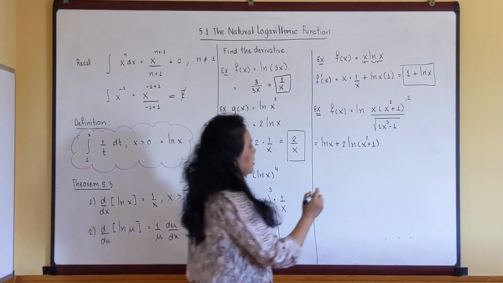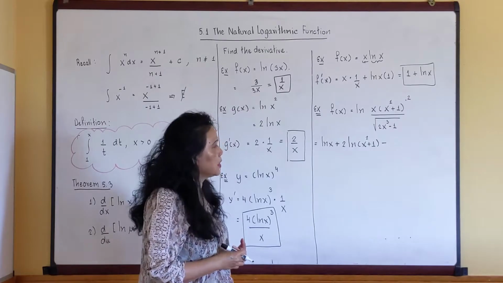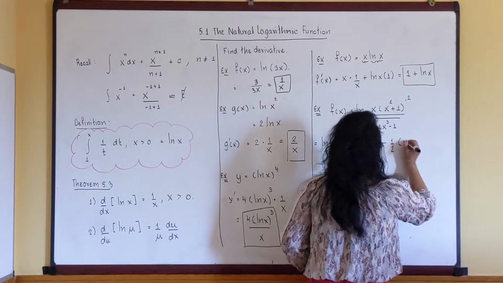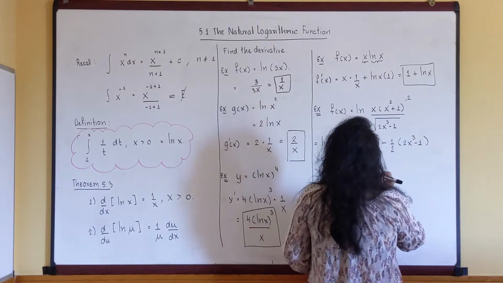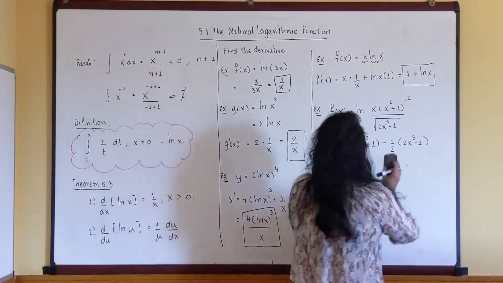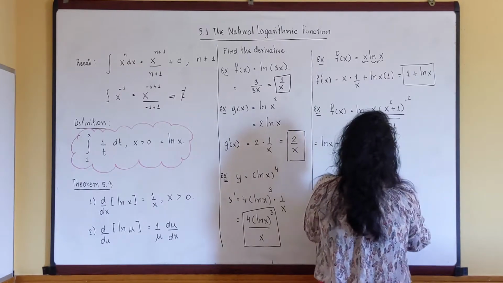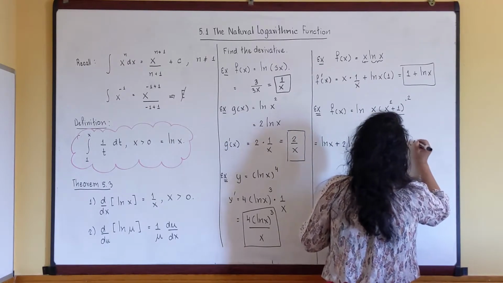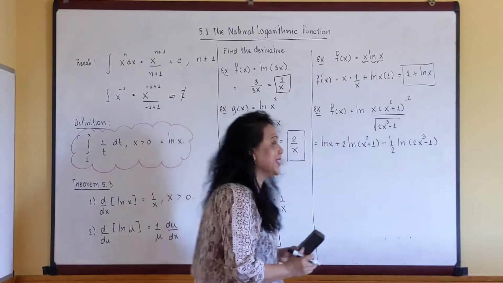The denominator is going to be minus, but I have a square root here. A square root, if you change it to an exponent, is going to be 1/2. So 1/2 of 2x cubed minus 1. I forgot the ln, I have to put the ln. So minus 1/2 ln 2x cubed minus 1. Right?